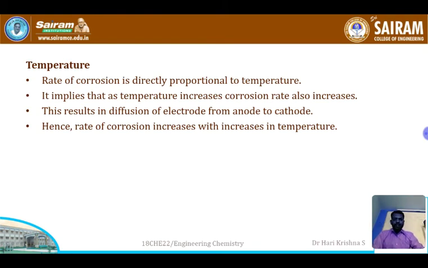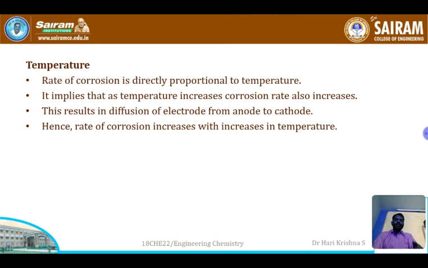Okay. As temperature increases, what will happen? The conductivity of the medium will increase, that is, diffusion of electrons from anode to cathode will increase. Because of that, the anode will be prone to undergo more oxidation. More oxidation is termed as more corrosion. So temperature is directly proportional to corrosion. Therefore, in cases where metals are used to undergo some reactions, a moderate temperature is maintained. If temperature increases, what will happen? Corrosion of the equipment may occur.